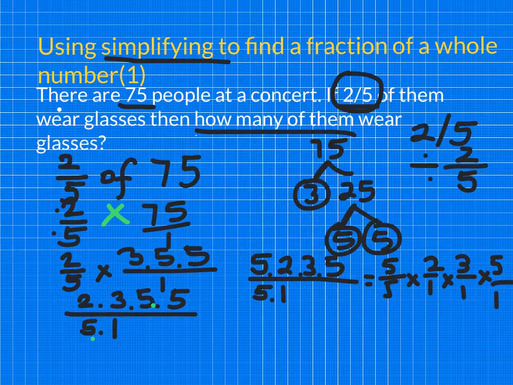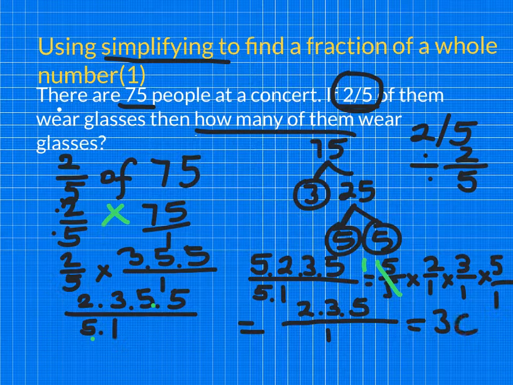So 5 divided by 5 is 1. And now we can bring it all back together again. So we can write it as one big fraction. So that's 1 times, that's just 1, so that's 2 times 3 times 5 over 1, basically. So now we have 2 times 3, which is 6. 6 times 5, which is 30. So 30 people at the concert wear glasses. So we'll have to write 30 people as our answer.